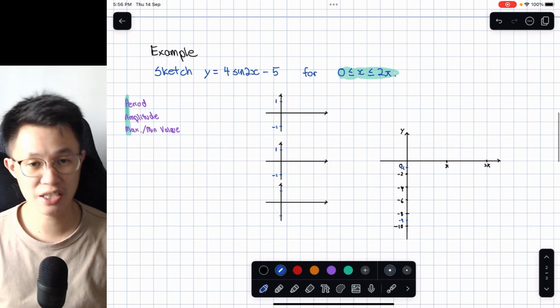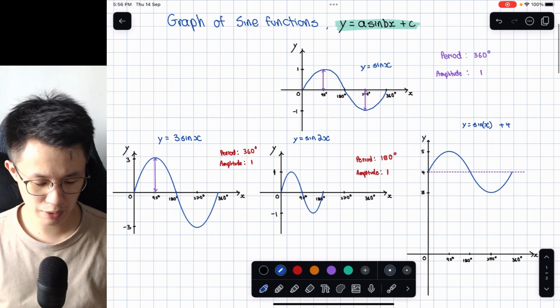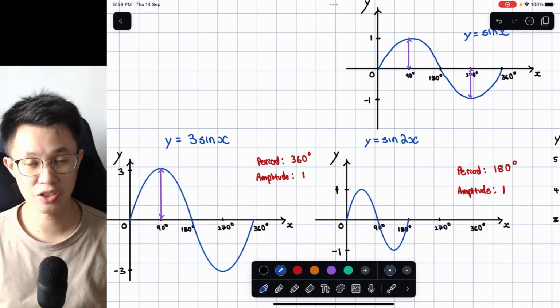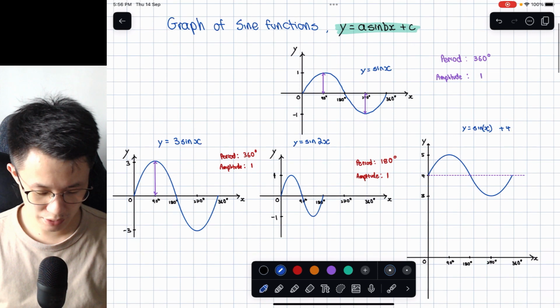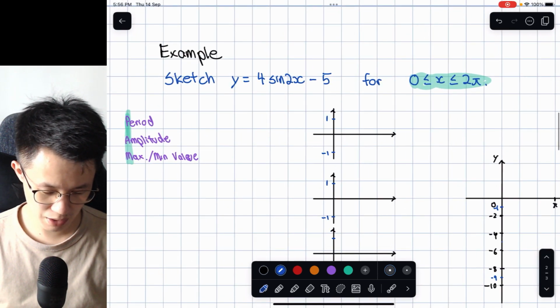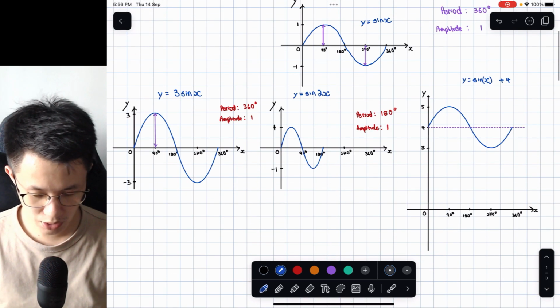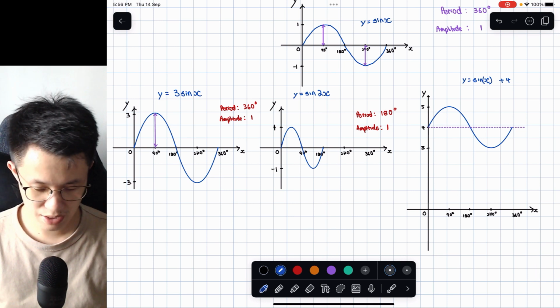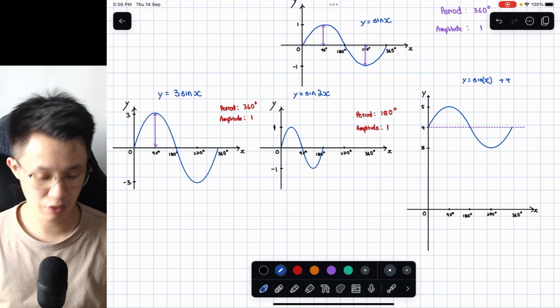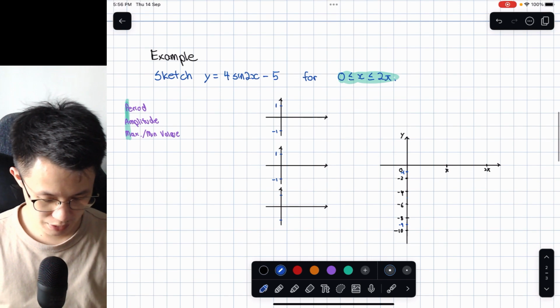Number 2, how do you adjust the amplitude? You multiply a value to the function. You don't multiply to x anymore. And last but not least, when you want to change the maximum and minimum value only without changing the amplitude, you just add a constant to the function itself. So you're going to apply these 3.